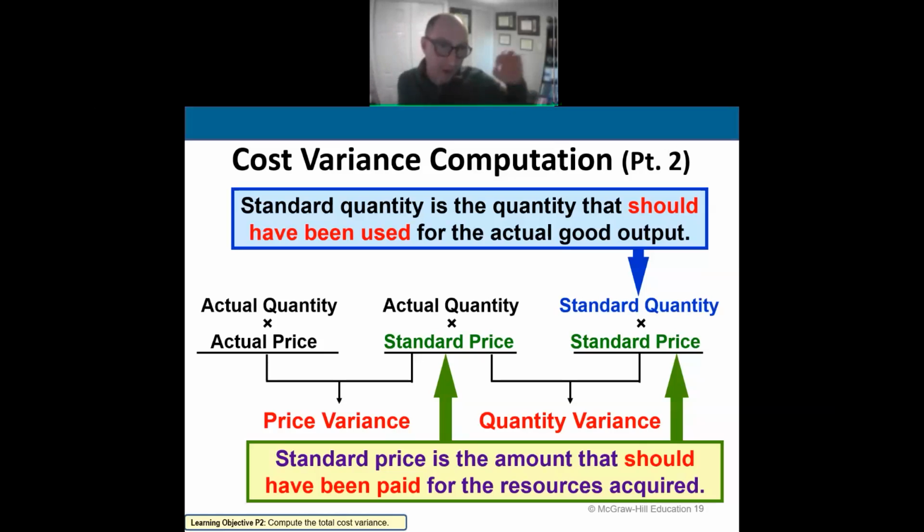So to get a price variance, I take my actual quantity times my actual price minus my actual quantity times my standard price. To get my quantity variance, I take my actual quantity times my standard price minus my standard quantity times my standard price. And these variances, again, are used to make adjustments later on.